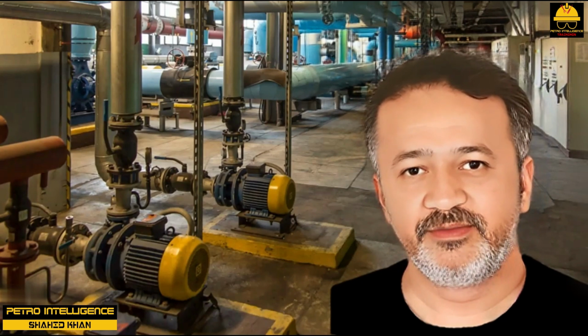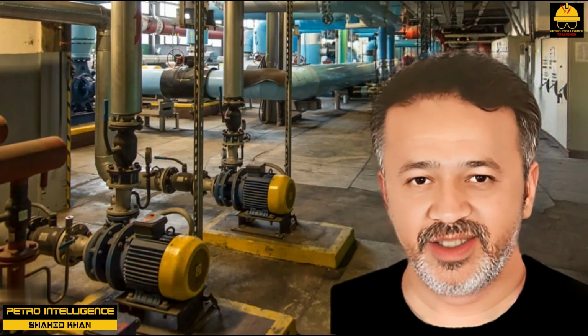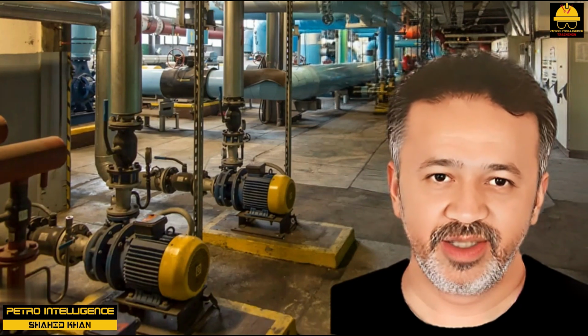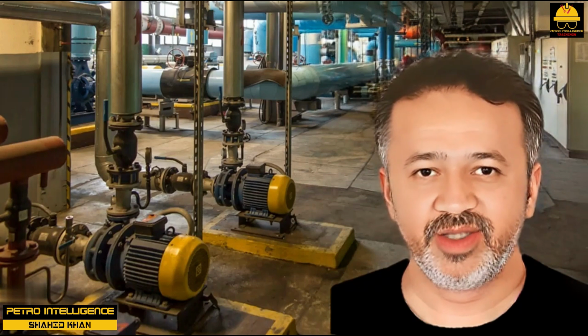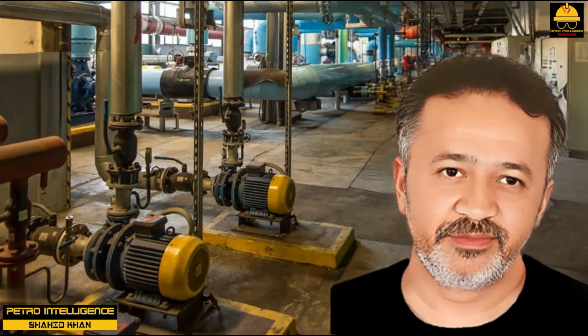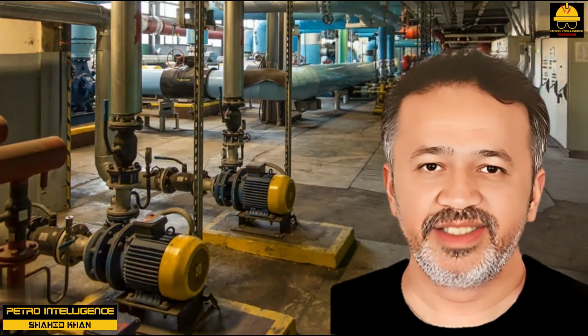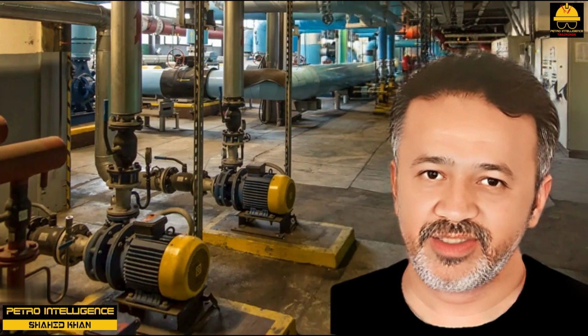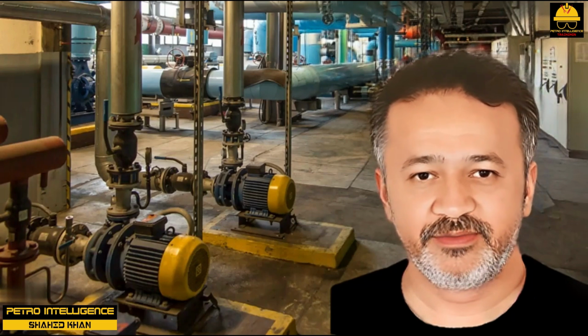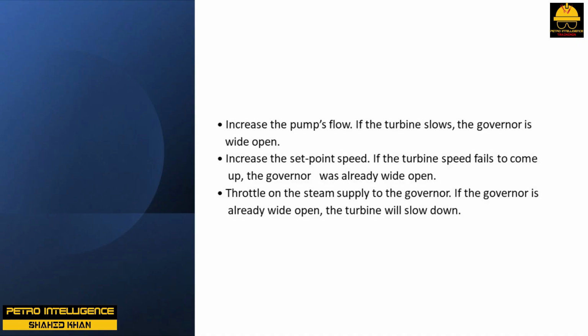Turbine drives. A turbine-driven pump is said to be driver-limited when the governor speed control valve is wide open. This speed control valve is usually called the Woodward governor. It is not that easy to see if the governor is really wide open. A few simple methods to make this determination are: increase the pump's flow. If the turbine slows, the governor is wide open.